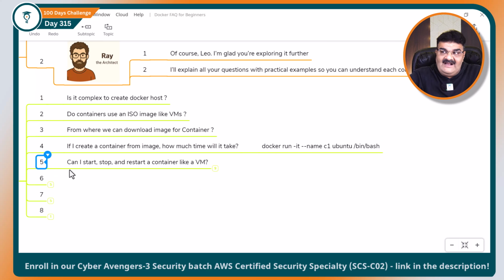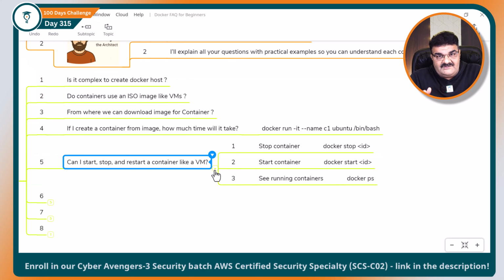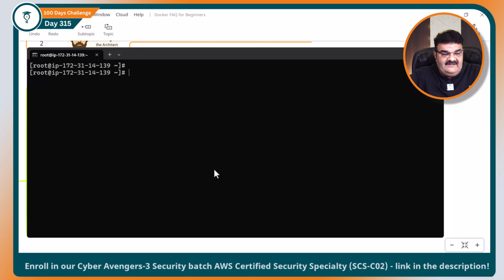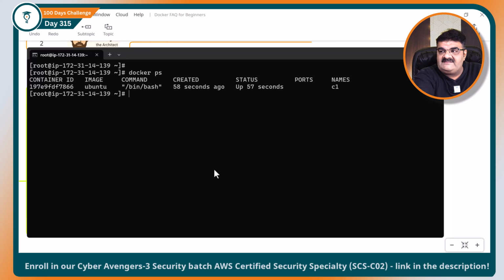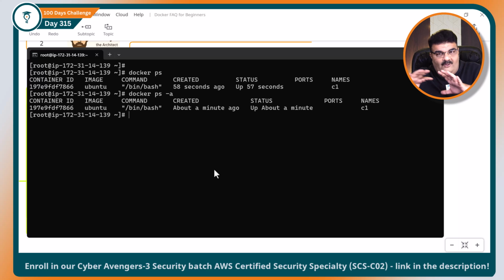Now question number 5. Can I start, stop and restart a container like a VM? Of course. First of all, let me give you some commands here. See, first of all, I am going to give the command docker ps. When you give this command, you can verify how many containers are running. It is going to provide you the list of running containers, right? If you have powered off a container and powered on a container, and if you want to see the list of all, you can use the command docker ps -a. So it is going to show you all. But right now I have only one container which is in running state. So both commands are giving the same output.